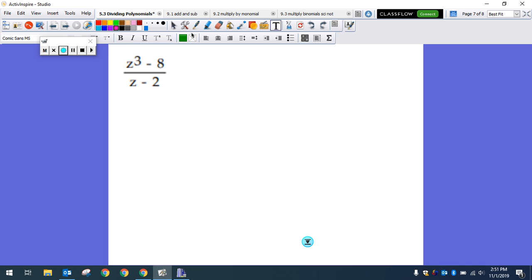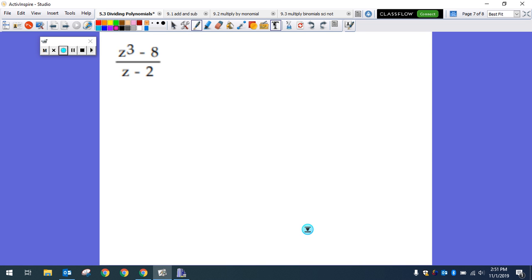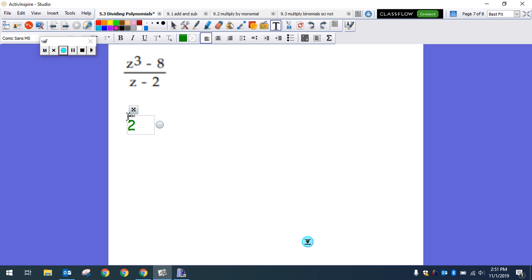All right, let's do this one. Numbers I'm going to use. A 2 goes in my half box. Then a 1. There is no x squared, so that's a 0. There is no x, so that's a 0. And then I got a negative 8.